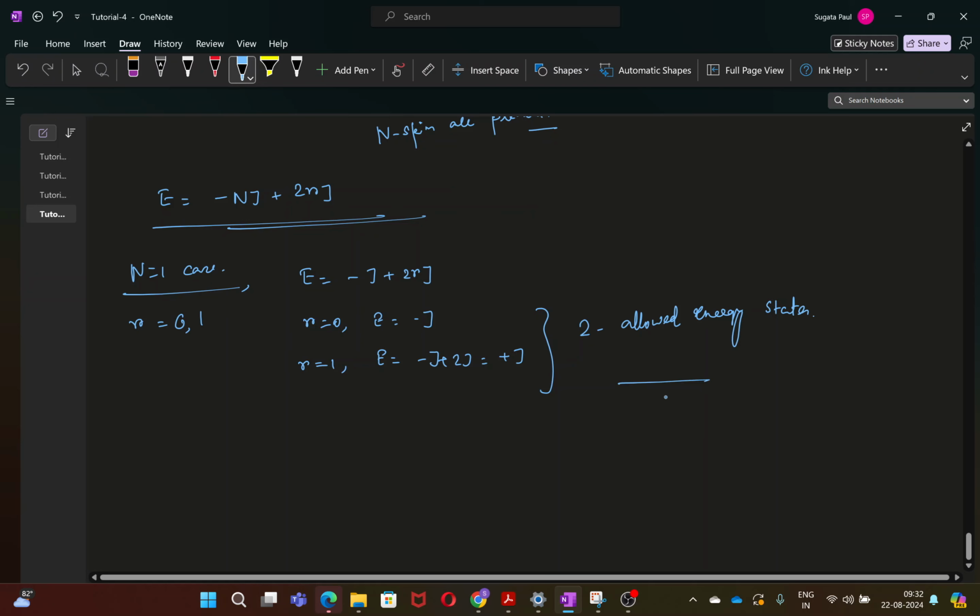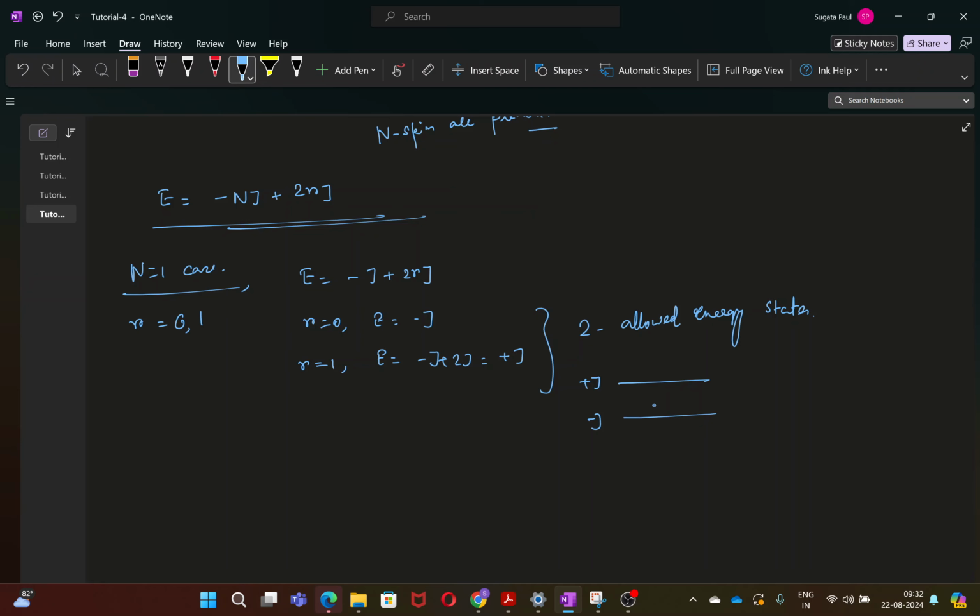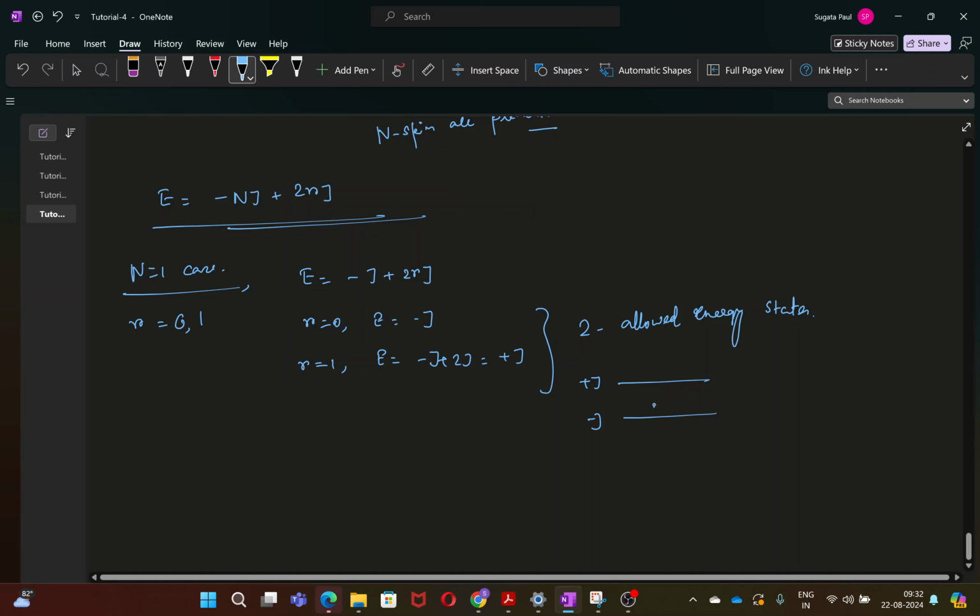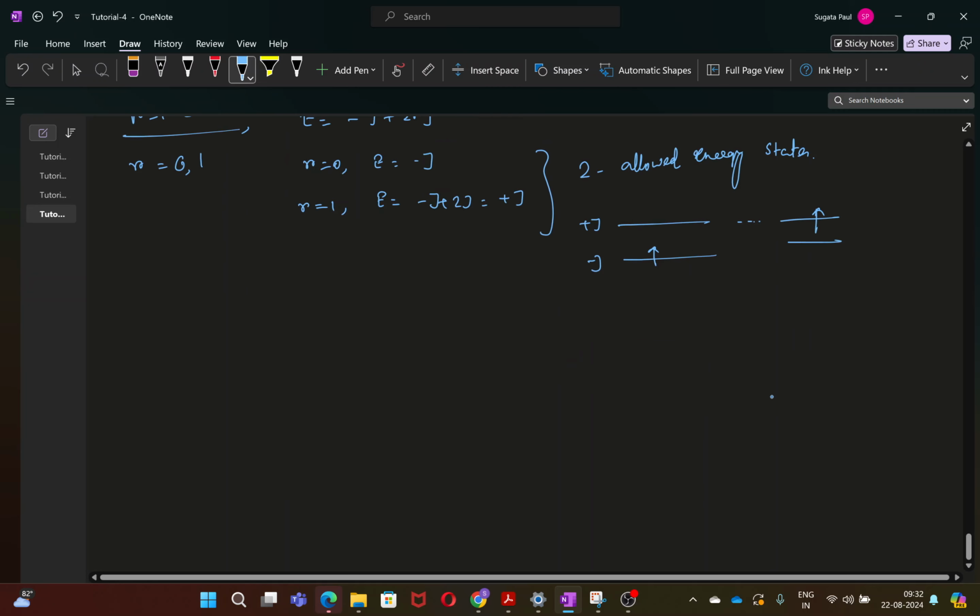So there are two energy levels, right? Let's say you have minus J, then you have plus J. If you have only one spin, or N equal to 1, then it can either be here or it can be here as well.